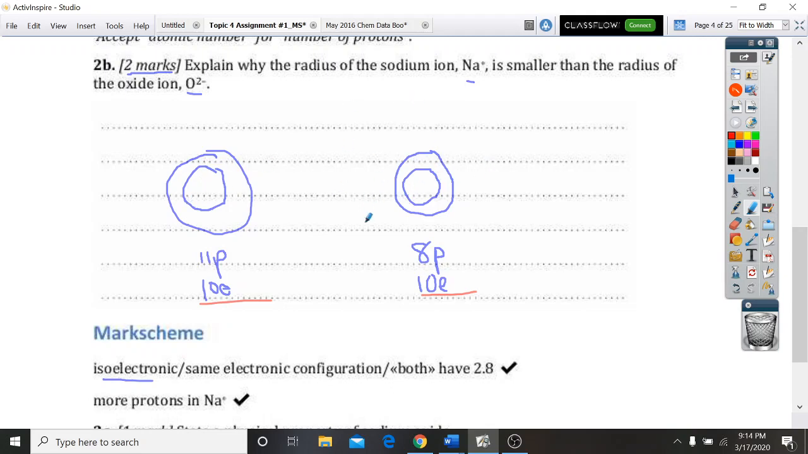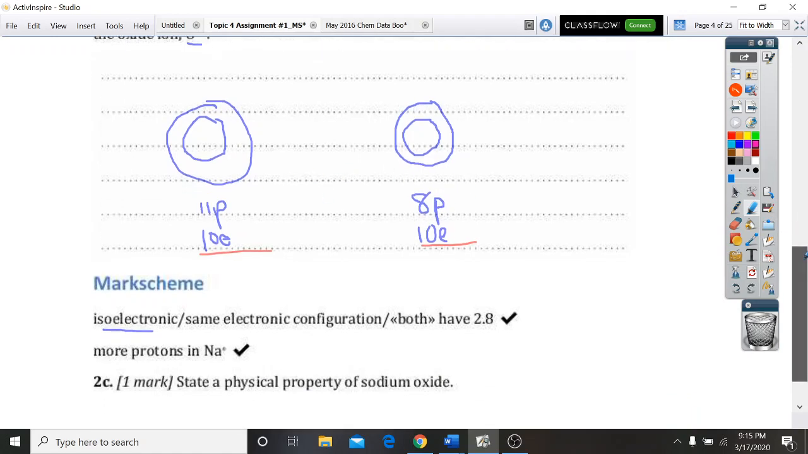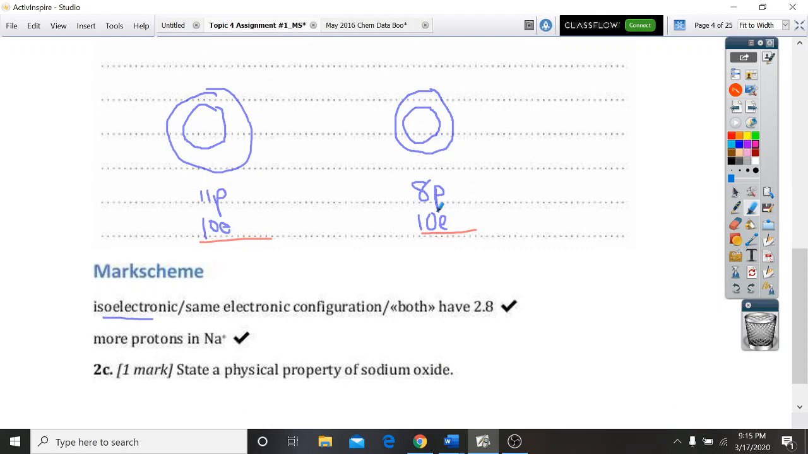That means they both have the same electron configuration, which to someone, again, who doesn't know a lot of chemistry might think, well, then they must be the same size. But no, you know better, of course, because there's 11 protons in this one, whereas there's only 8 over here. Therefore, what I can say is they both have the same amount of electrons. However, sodium has 11 protons, or has more protons than oxygen. Or you can say oxygen has less protons than sodium.